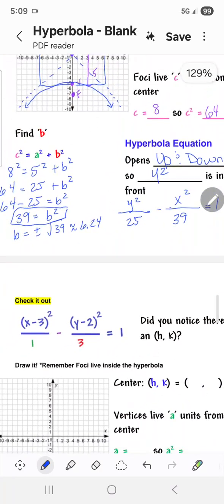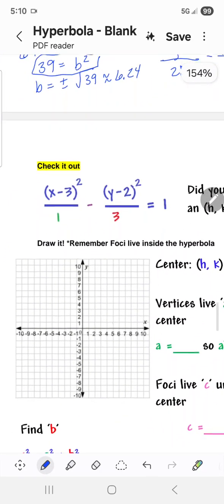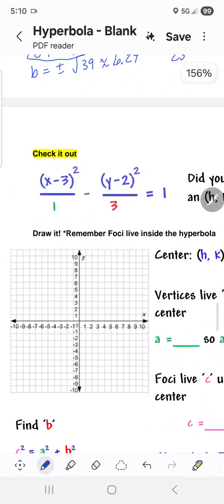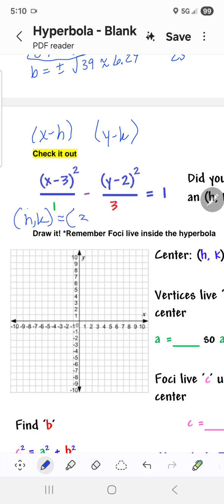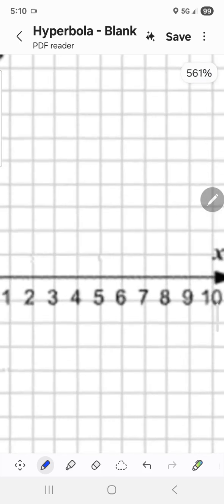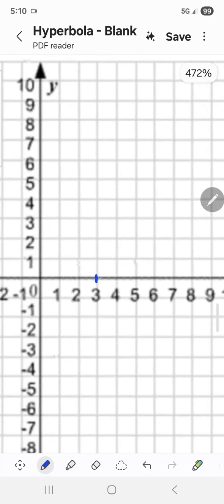Let's see if we can take a look at another one. For this one, the very first thing you'll notice that is different from any of the other ones is that I do have an x minus h and I do have a y minus k. So looking at this tells me that h is 3 and k is going to be 2. So 3, 2 is my center. Let's go in here and go 3 and 2 and mark it.